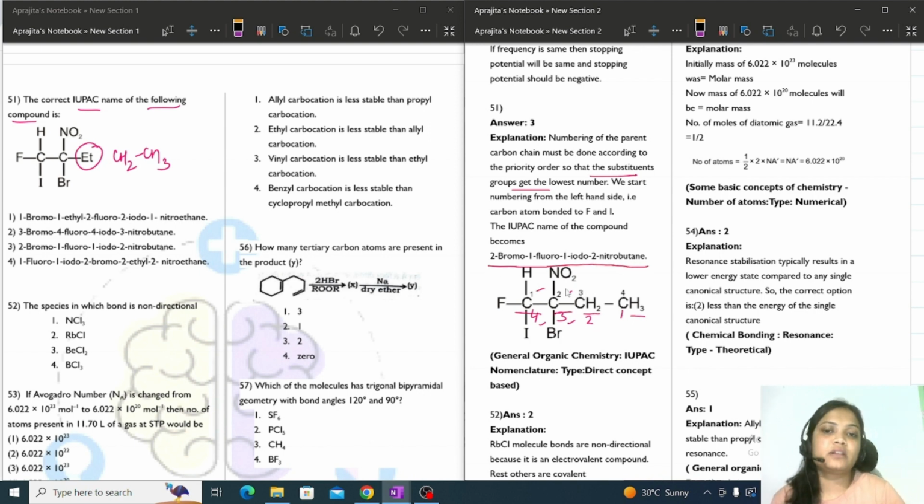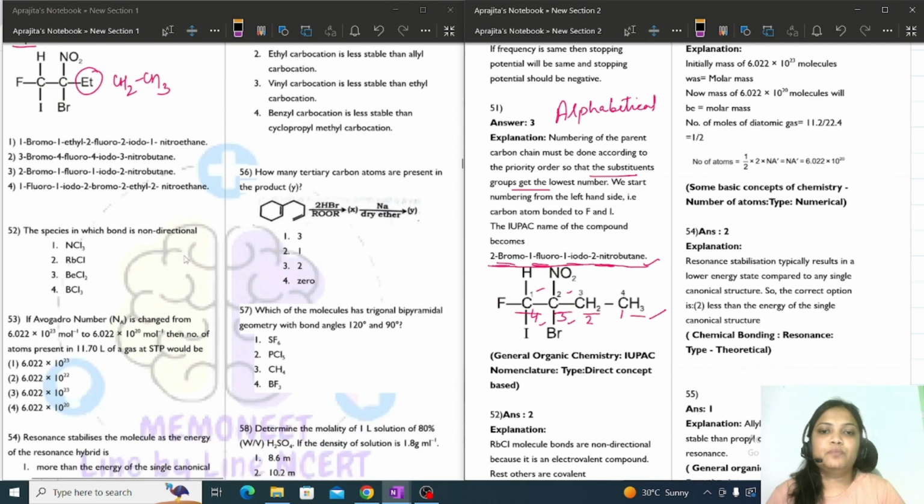Now there are different substituents attached to it. So the substituents will be written in alphabetical order. So firstly we will be writing 2-bromo, then 1-fluoro, 1-iodo, and then 2-nitro. And since there are 4 carbon atoms, it's a butane, because there are no double or triple bonds. So that is going to be the IUPAC name of the compound. So the answer is option 3. 2-bromo-1-fluoro-1-iodo-2-nitrobutane.